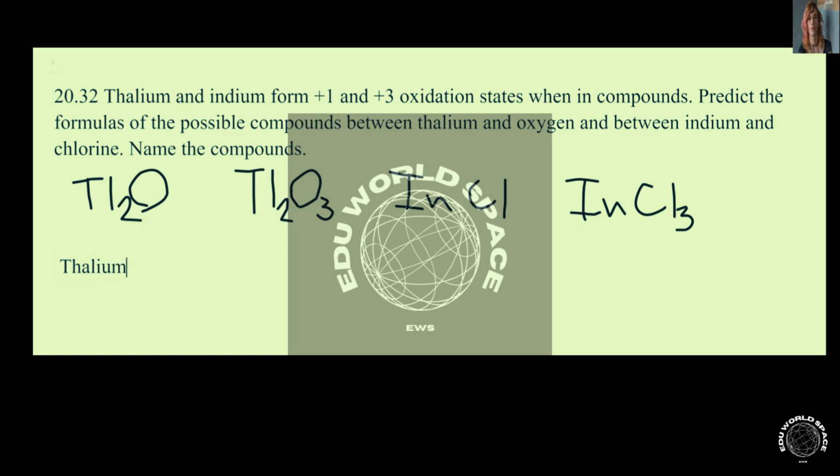So in this case, we have thallium with a +1 oxidation state. So we put a Roman numeral 1 in parentheses, and we have thallium(I) oxide. Then for Tl2O3, we have thallium with a +3 oxidation state. So this would be thallium(III) oxide.